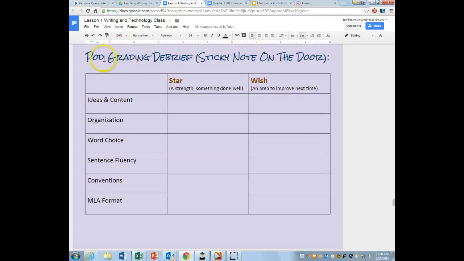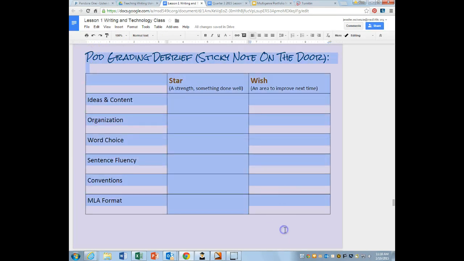At the very end of a pod grading session, we track what we did well and what we need to improve, and then we use this data for the next essay that we write. We look at the areas that we need to improve, and then work on improving those areas.